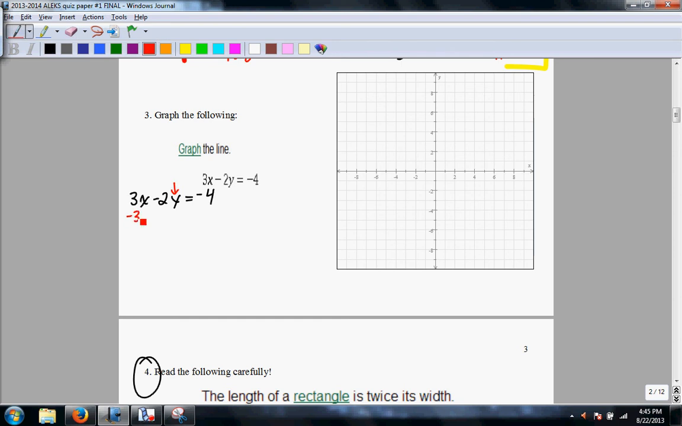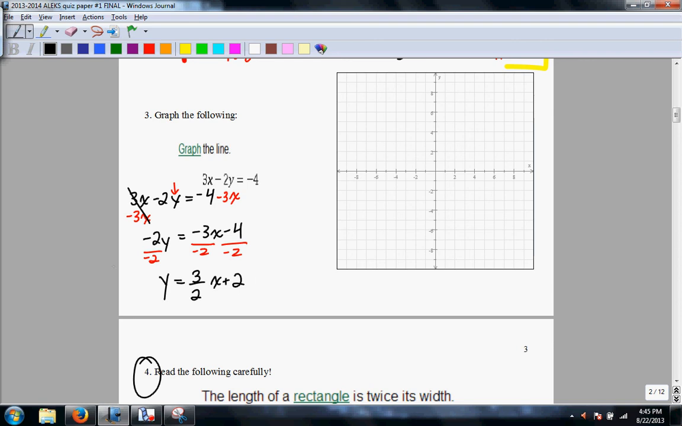So we're going to minus 3x, and we get negative 2y equals negative 3x minus 4. And then we go here, we're going to get rid of that negative 2, so divide by negative 2. And we get y equals, double negative makes a positive, so 3 over 2 x, double negative makes a positive, plus 2.